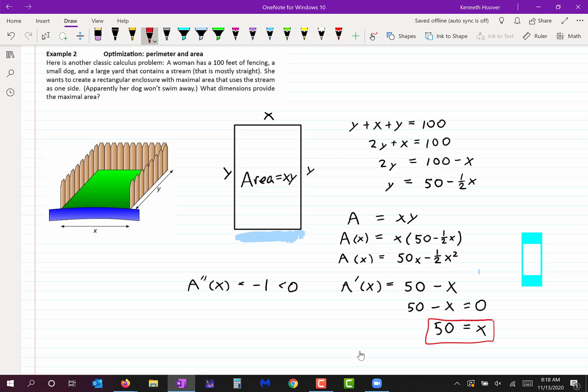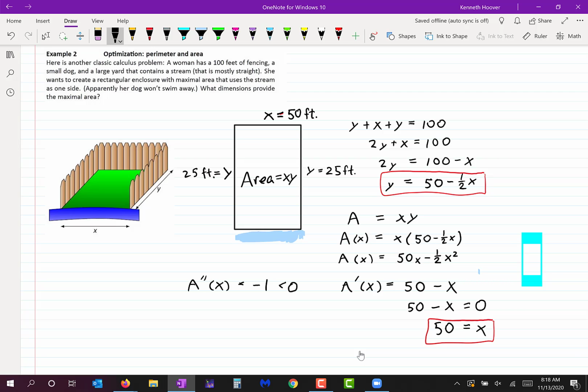So I just found out that this length should be 50 feet. What is y? Y is 50 minus half of x. So that's going to be 50 minus 25, which will be 25 feet. And there's our answer to the question.